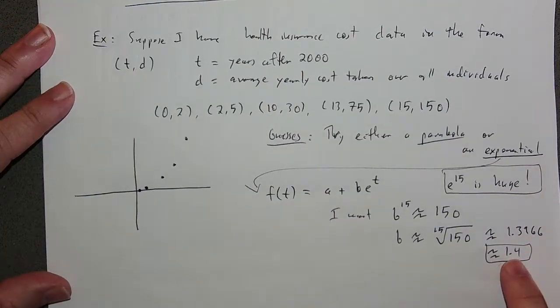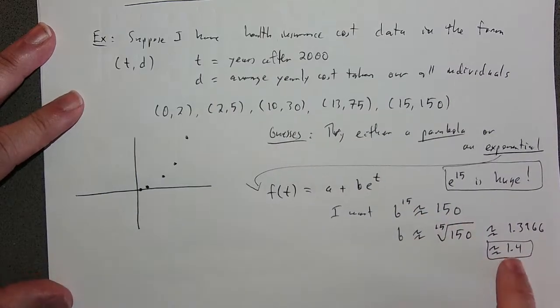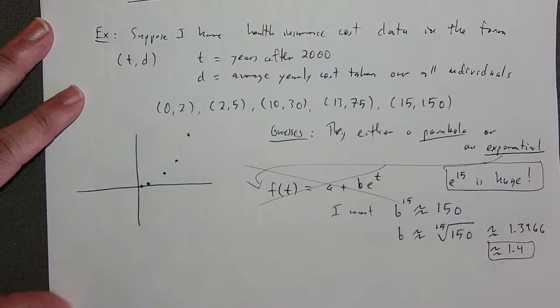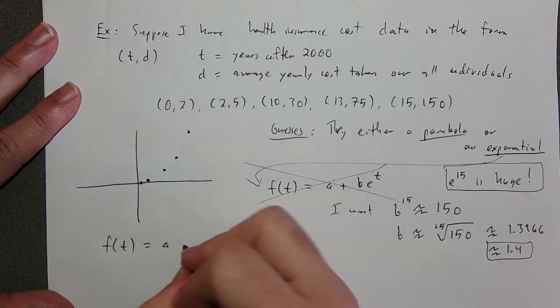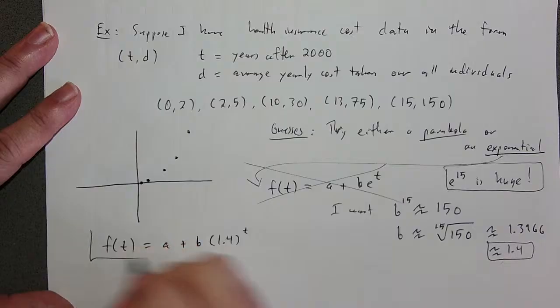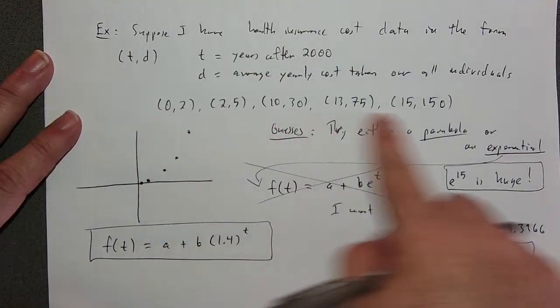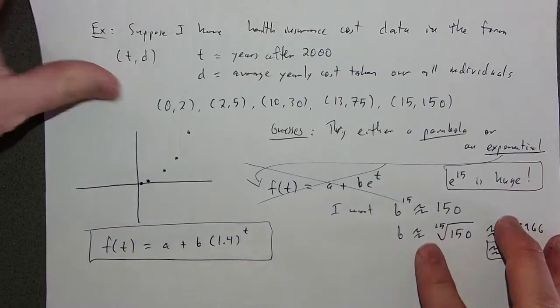Okay, if 1.4 is our base instead of e, then for this last term, this b to the 15 is approximately going to be 150. So this is going to work much better. So the new guess, here we'll cross that one out. My new guess in the exponential case is that this is like a plus b times 1.4 to the t. This is my guess. Okay. So then we have 5 data points, so we are going to get 5 equations here. Okay, so let's see what those equations look like.